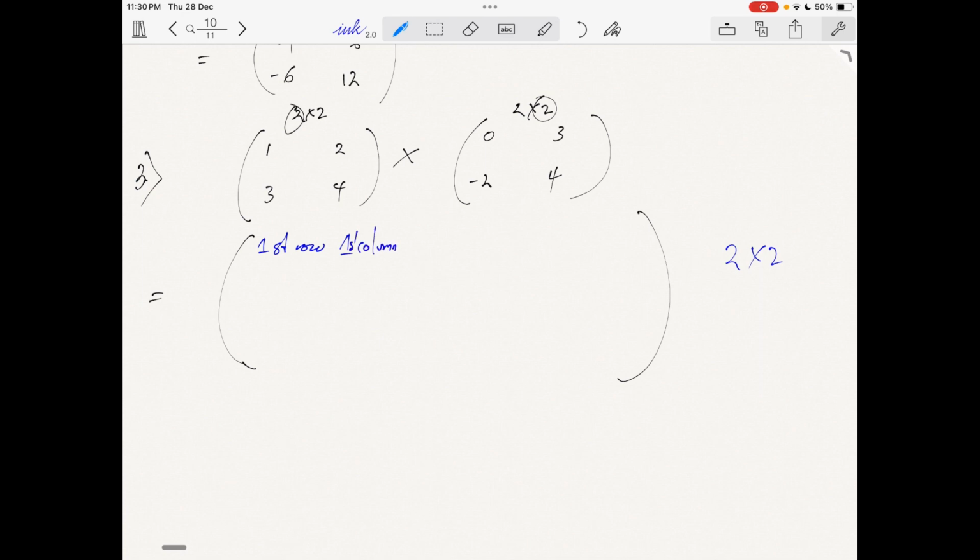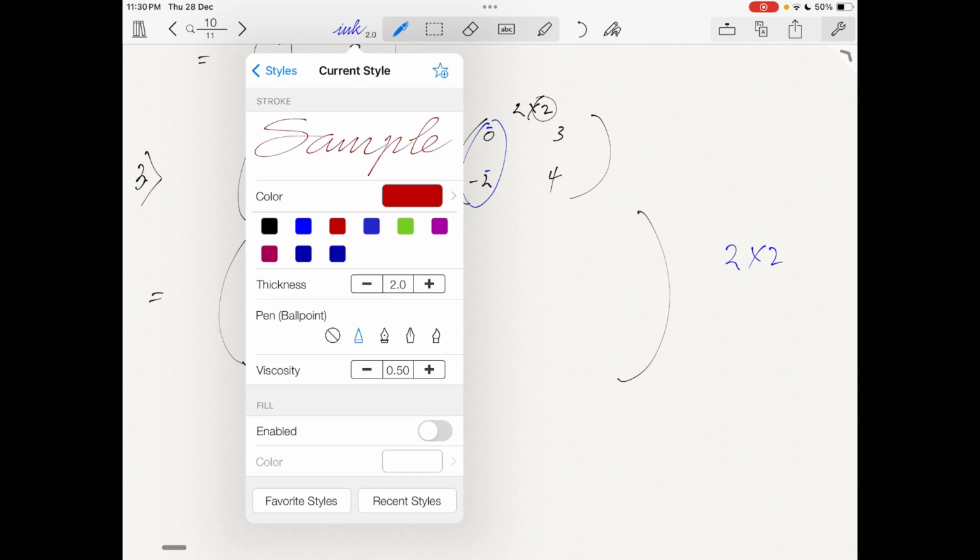First row of A, first column of B. So the first row of A is 1, multiplied by 0, plus 2 multiplied by minus 2.